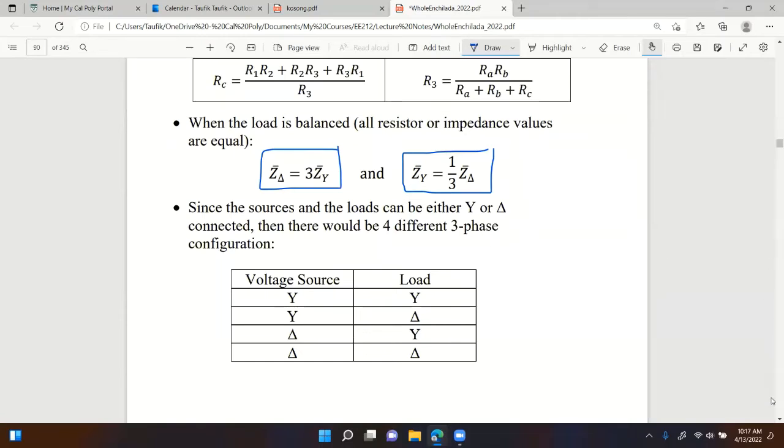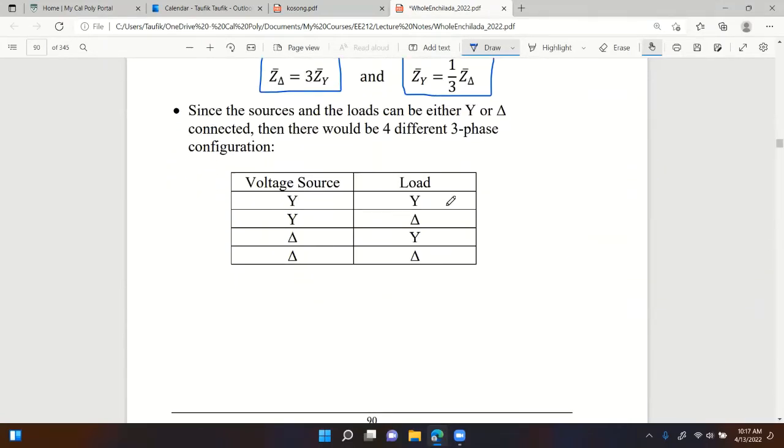Okay. Then we have two different types of three-phase connections, Y connection and delta connection. And in a circuit, you have sources and you have loads. Loads could be in Y connection or delta connection. Sources could be in Y connection or delta connection.